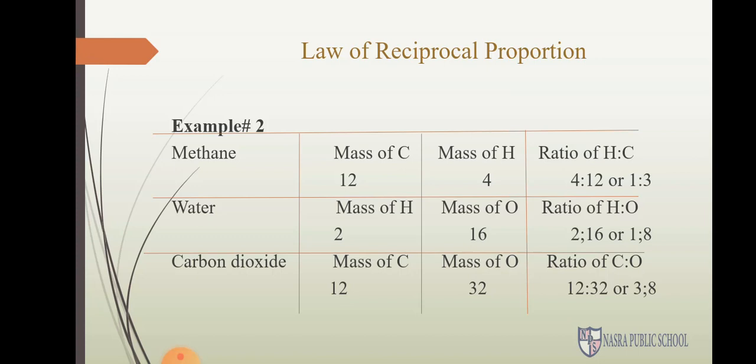Now these two elements combine with each other to form carbon dioxide. When carbon and oxygen combine with each other, they will form carbon dioxide. So now the ratio of carbon and oxygen here is 12:32 or 3:8. So this ratio is exactly same to the ratio in which carbon and oxygen separately combine with hydrogen, which is according to law of reciprocal proportion.